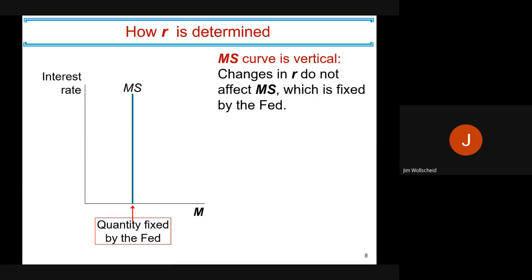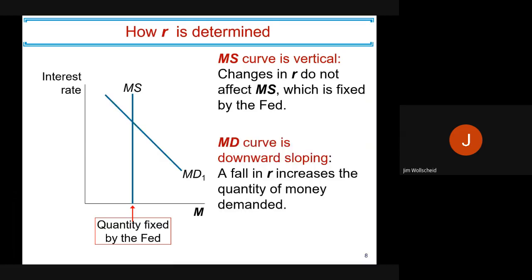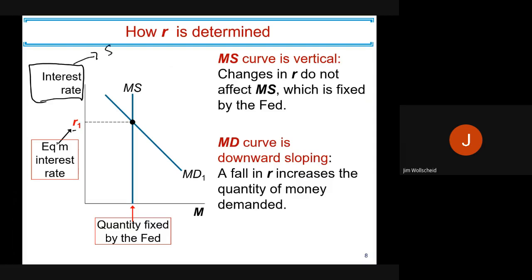So we talked about before, MS is vertical, MD is typically downward sloping. Just like before, we find where they meet. Instead of this being the value of money, which is what it was in a previous chapter, because it's the short run, we now refer to it as the interest rate. So we know it's the short run because the Y variable is the interest rate rather than the value of money.